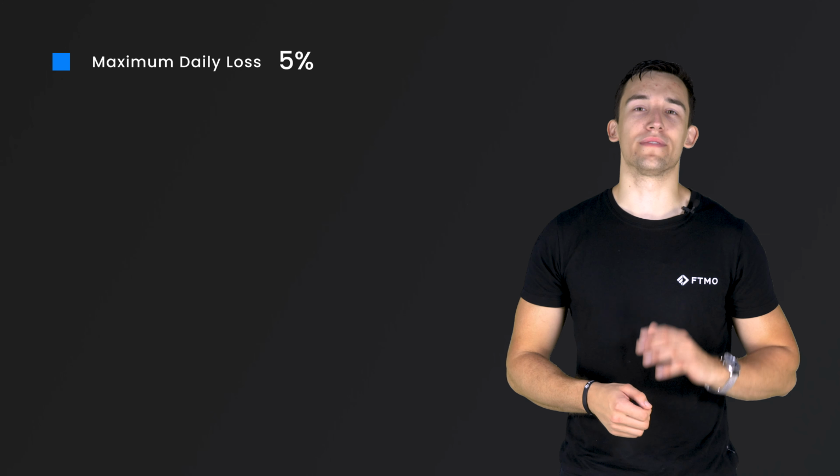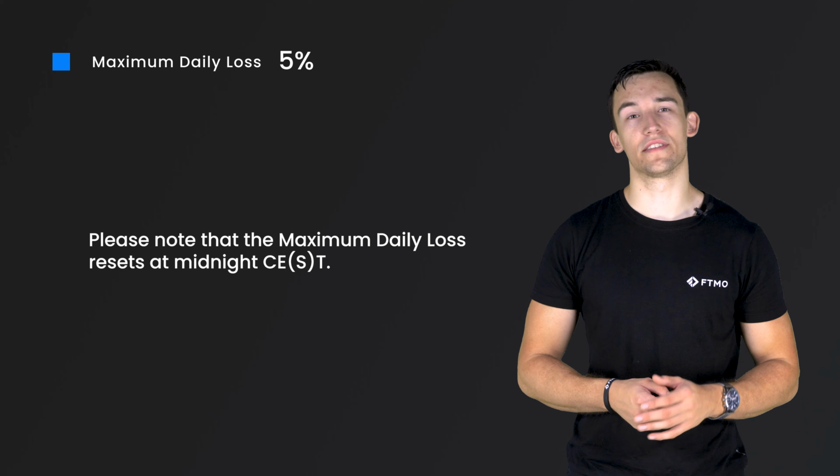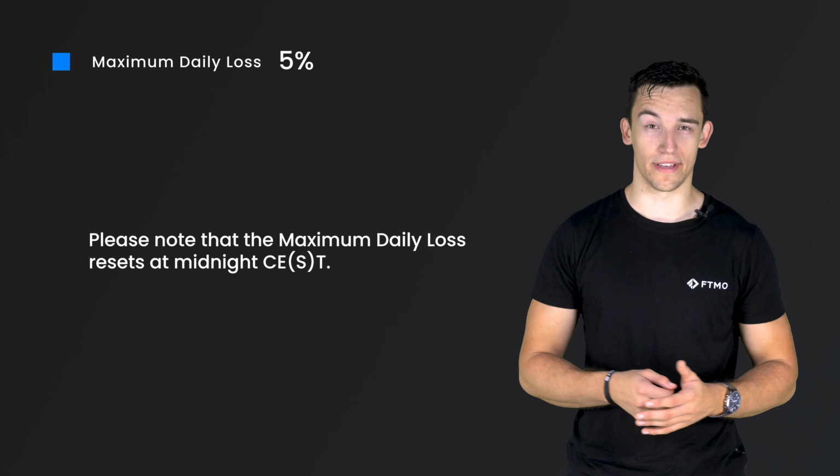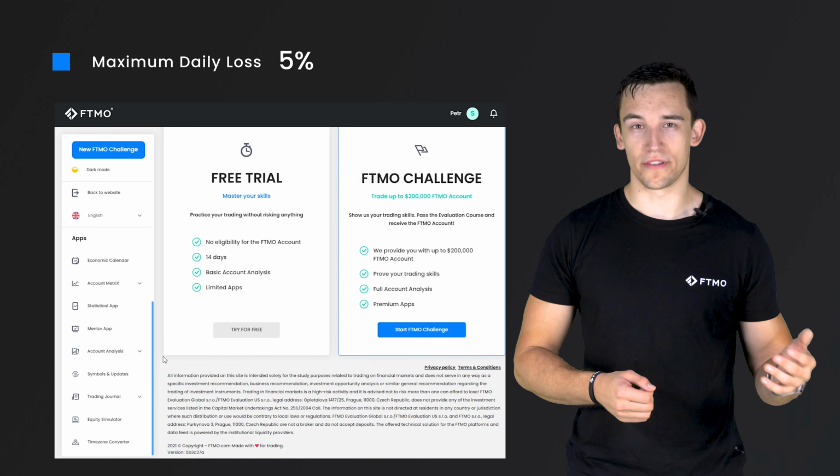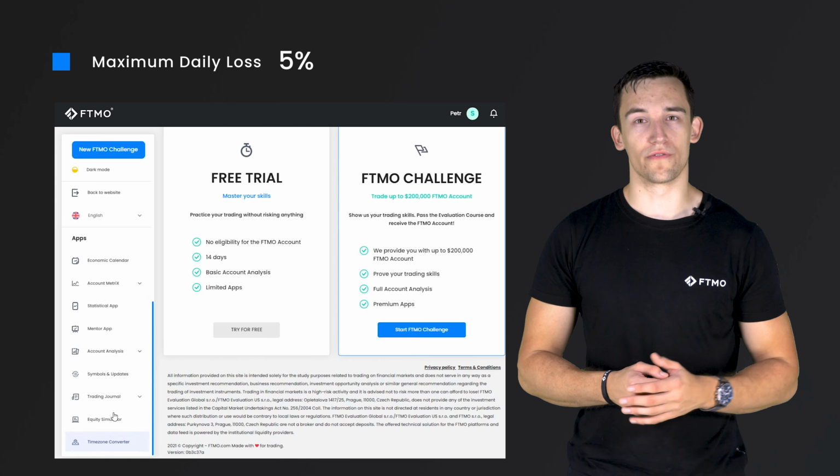So, let's summarize the facts. The maximum daily loss resets at midnight Central European Time, which means you should use the FTMO time zone converter to know when exactly the max daily loss resets in your local time. So, let's open a time zone converter here and let's pick Tokyo time for example, which is a GMT plus 9 time zone. Now, as we can see, the maximum daily loss limit will reset exactly at 7 a.m. Tokyo time.